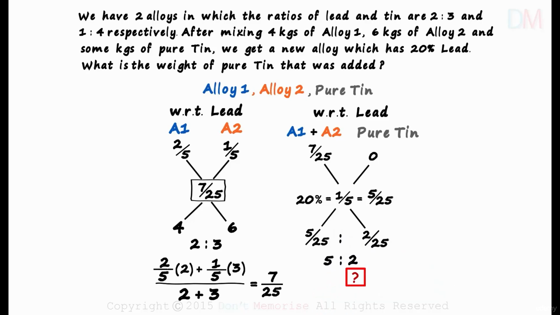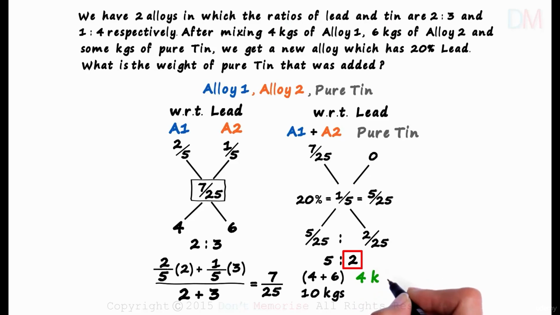We need the weight here, so how do we find that? Do we know the weight of A1 plus A2? Yes, it's 4 kilograms plus 6 kilograms, that's 10 kilograms. If 5 corresponds to 10 kilograms, then 2 will correspond to 4 kilograms. That's the answer. 4 kilograms of pure tin was added.